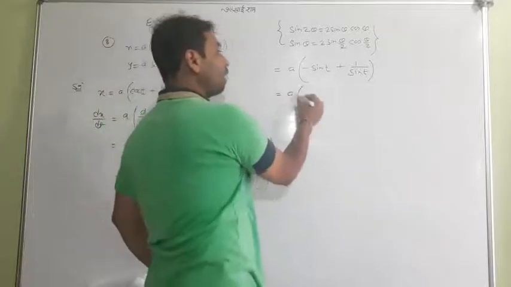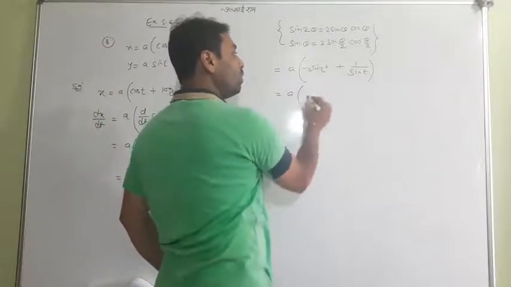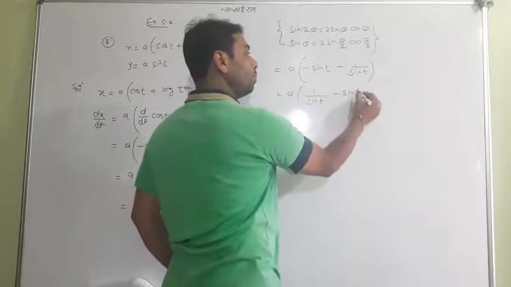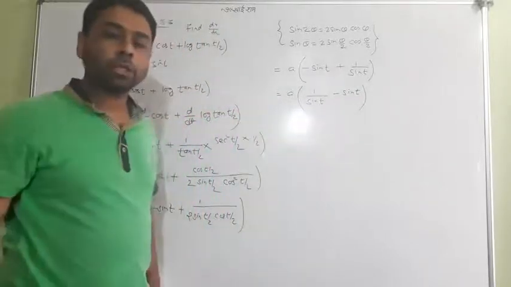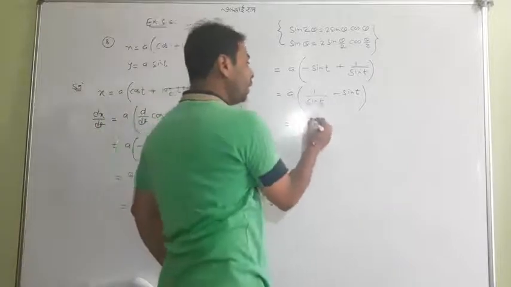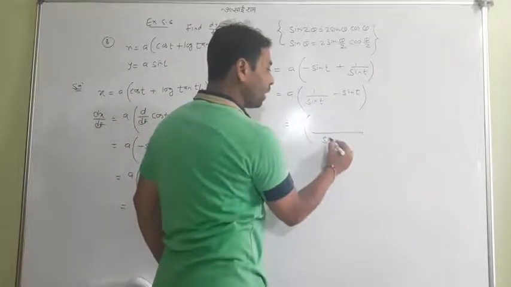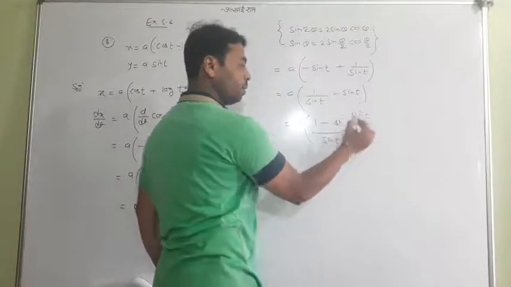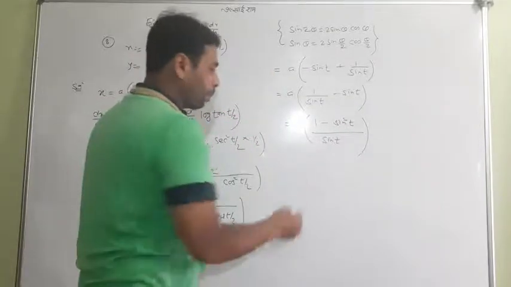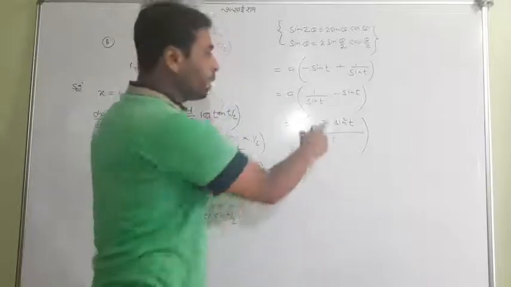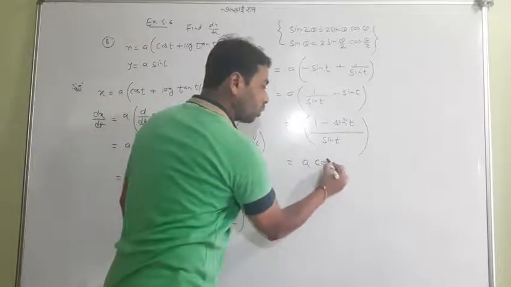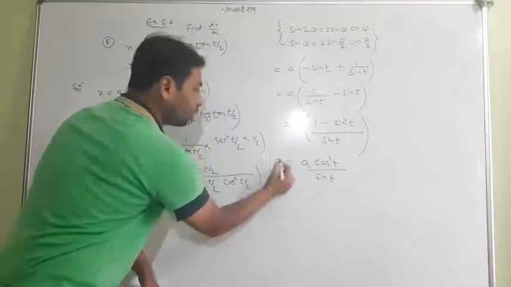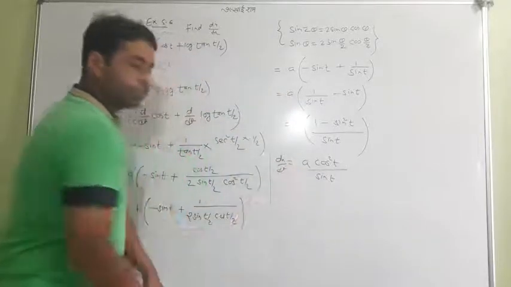I will take out the LCM here. First I want to write the positive term and then the negative term, so that the LCM seems easy. Now I'll take the LCM. It's going to be sin t, 1 minus sin square t. I took the LCM. The easiest term is coming: 1 minus sin square t is itself cos square t upon sin t. So you have got till now the term dx by dt.